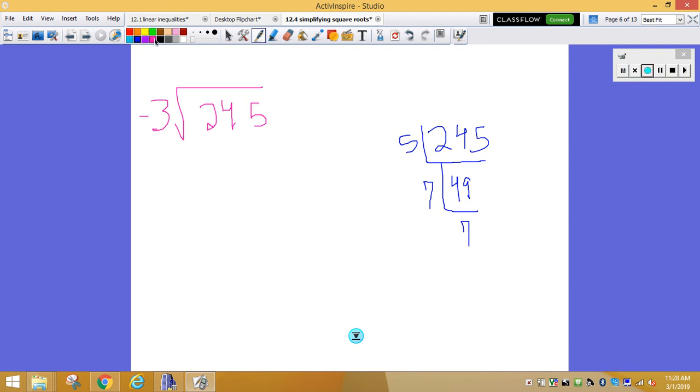So here, watch what I'm going to do now. I'm going to bring this -3 down, right? And then if it appears twice, I can take it out once. So there's 2 7's, so I can take that 7 out. And then what's going to be left on the inside is a 5. Now, these 2 numbers on the outside, remember you multiply them. -3 times 7 is -21. And then you still have square root of 5 on the inside.